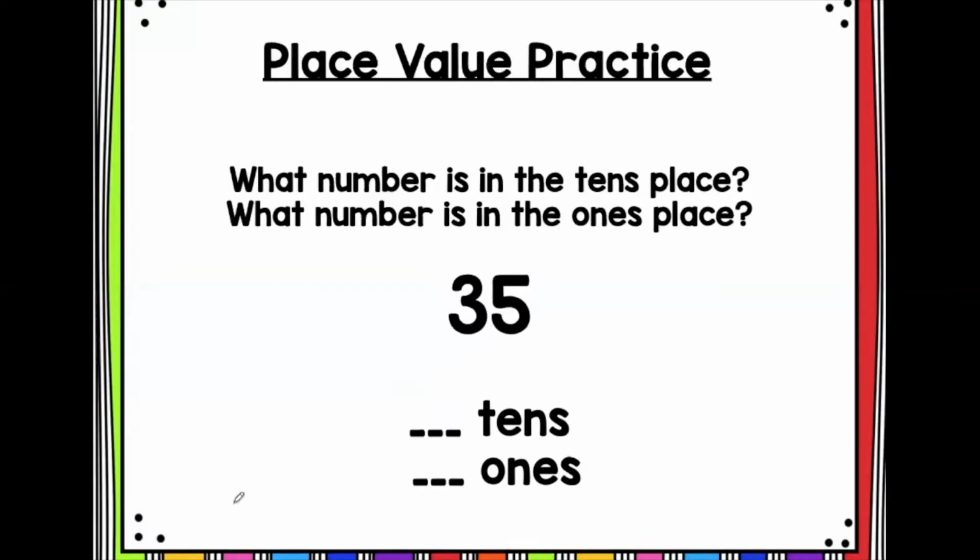One more practice. What number is in the tens place? This is the number 35. Can you find what number is in the tens place? If you said 3, that's correct. There is a 3 in the tens place. What number is in the ones place? Can you find it? If you said 5, that is also correct. There is a 5 in the ones place.